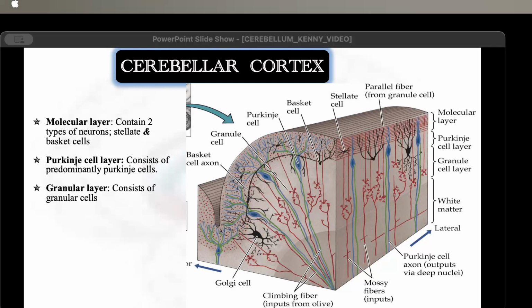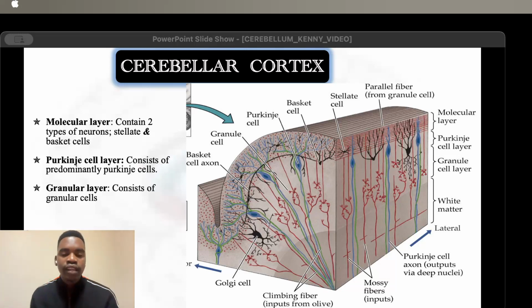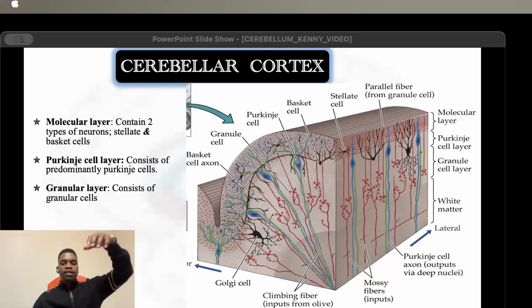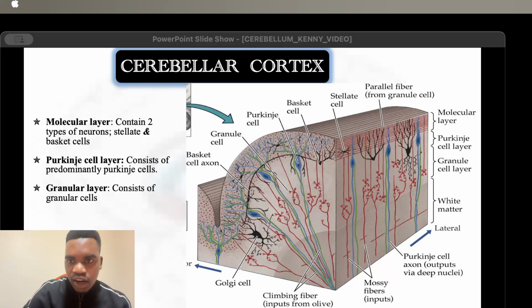So let's discuss the cerebellar cortex. We said you have two layers of the cerebellum: the cerebellar cortex, or the gray matter, the outermost gray matter, and the cerebellar white matter, which forms the arbor vitae, the tree of life.